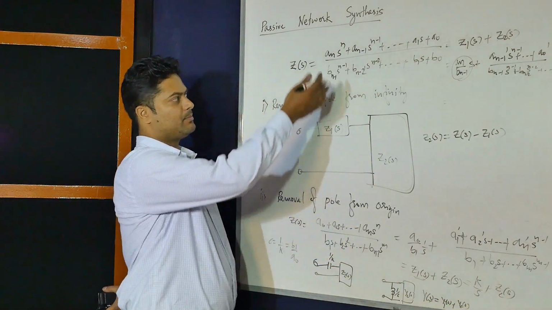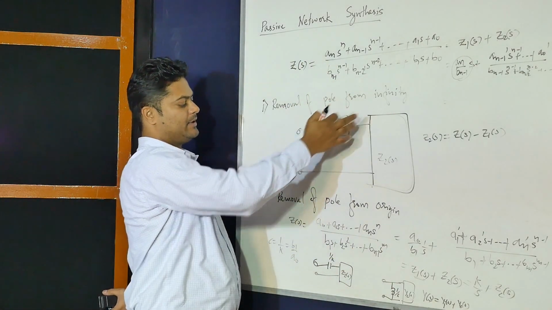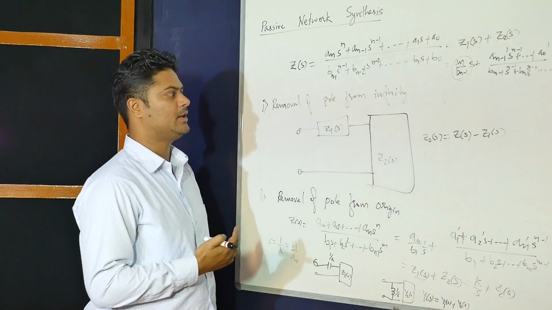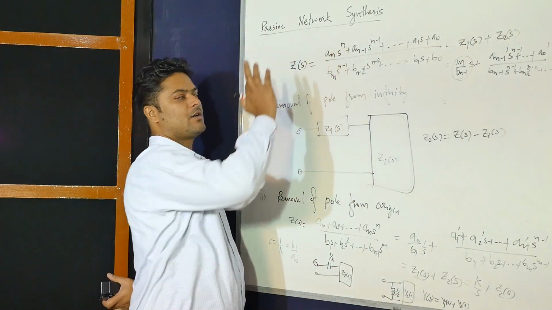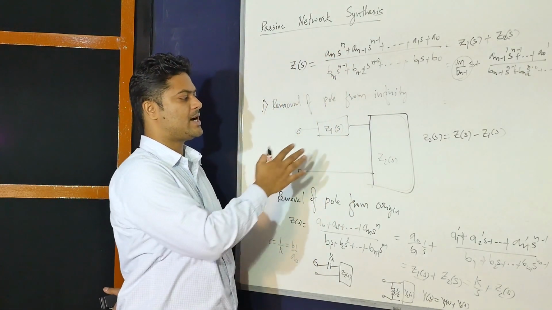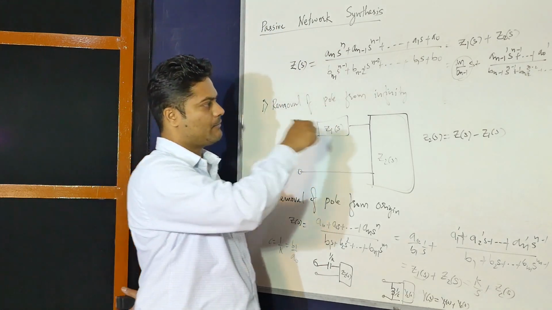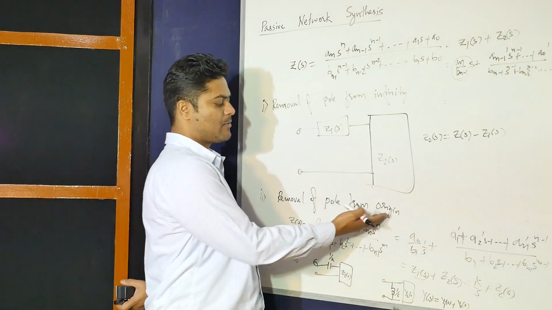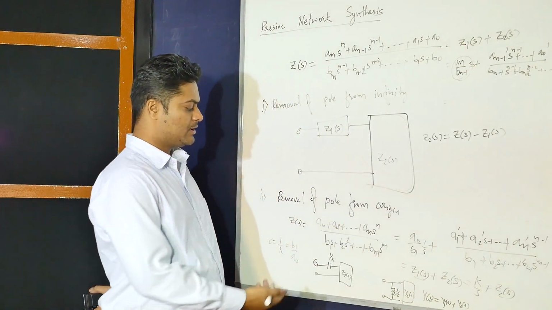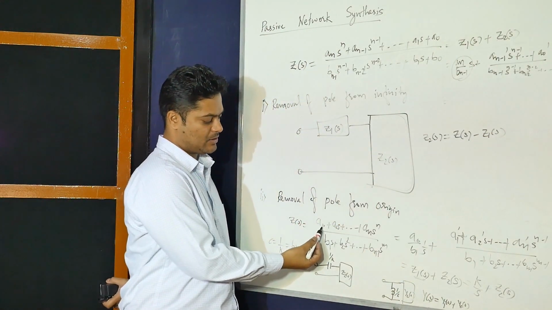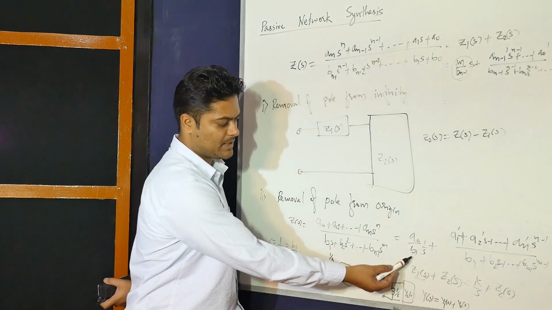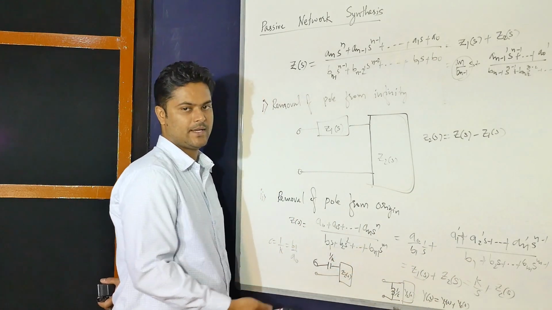Given a function, if you want to remove a pole, what we understood from the previous removal of pole from infinity and removal of pole from origin is this. In removing a pole from infinity, we have to remove the higher order S terms. When we go for the removal of pole from origin, we need to remove the lower order S term, that is the A0 by B1 times 1 by S term.